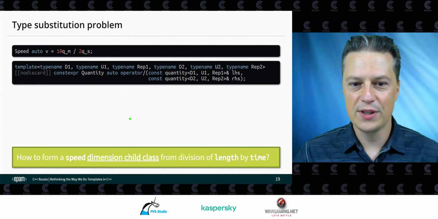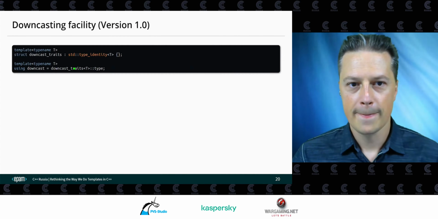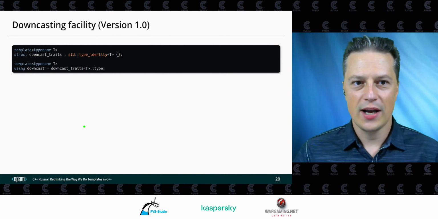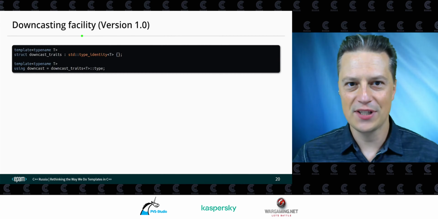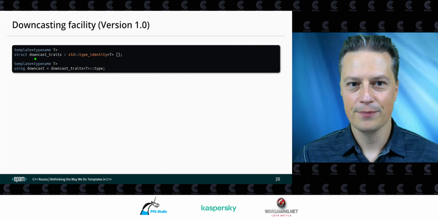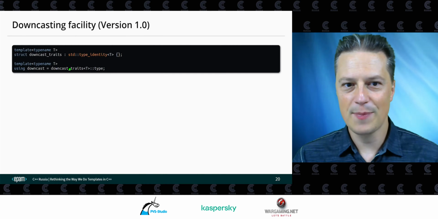So how to form this speed dimension from those classes? To do this, at some point, I invented something called the downcasting facility. At the very beginning, it was just a simple type trait that, for any type T, returned the same type T. And we have a downcast operation that basically checked this type trait and returned the type.